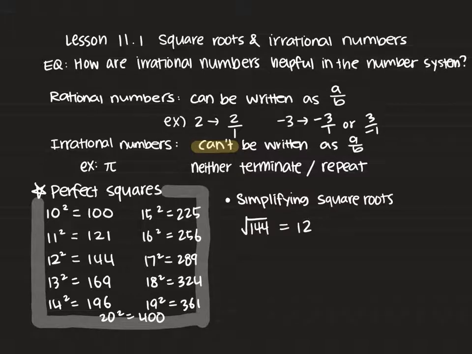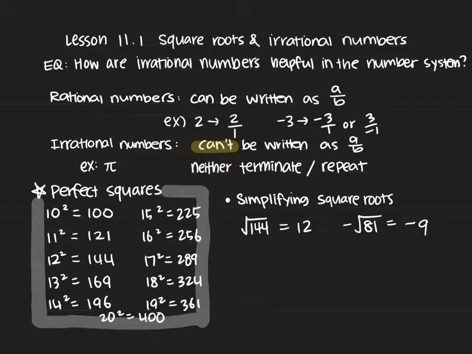is going to be positive 12. Now, if you have a negative sign outside of the square root sign, you're going to have the negative sign pulled outside and then find the square root of the number inside of that symbol. So, for example, if you have negative square root of 81, you're going to put a negative sign in front, and then you're going to find the square root, which is 9. So your final answer is going to be negative 9.